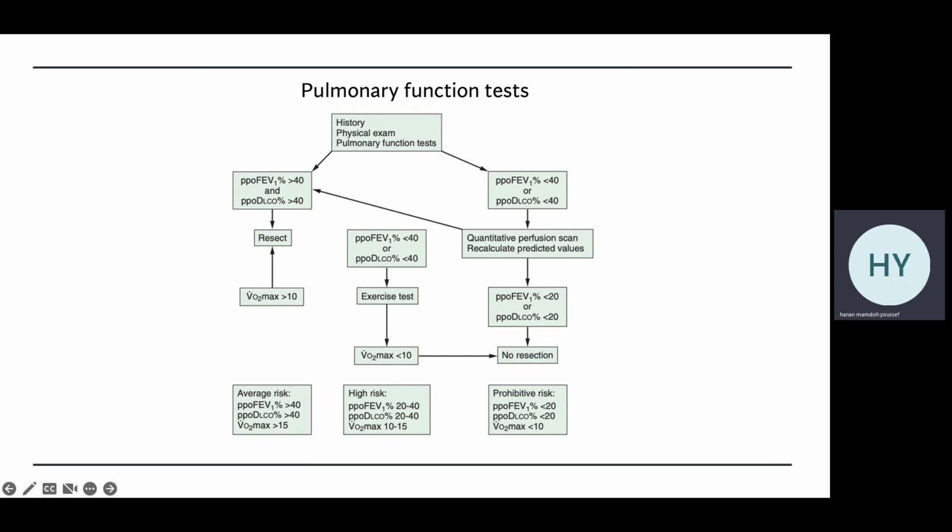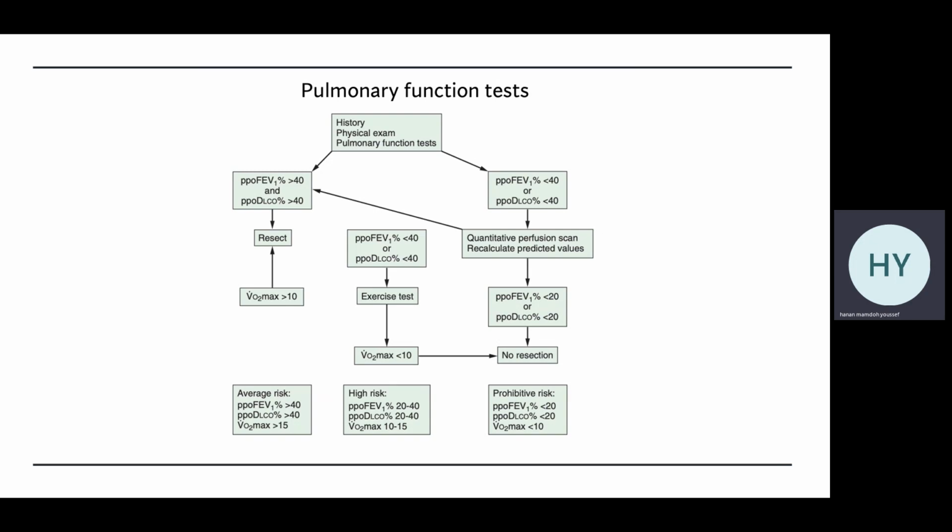So we take the history, physical exam, do the pulmonary function test and assess the predicted post-operative FEV1 from the formula, taking into account that the segments which are obstructed are not counted. If it is more than 40%, we can go for resection. Patients are considered low risk, or if the patient has already had a cardiopulmonary exercise test with more than 10, then you are also safe to go through the procedure.